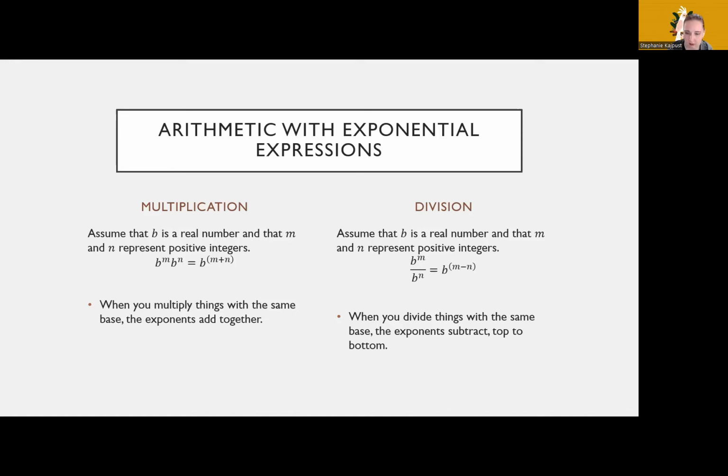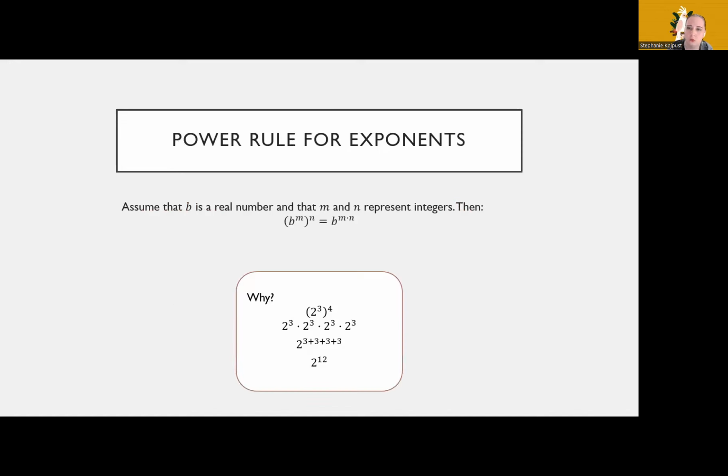So today we're going over the power rule for exponents. This is basically when you have an exponent on something that already has an exponent, and the rule is that you multiply the exponents. If you have an exponent on top of an exponent, the exponents multiply together. This rule follows from the multiplication of things with exponents.